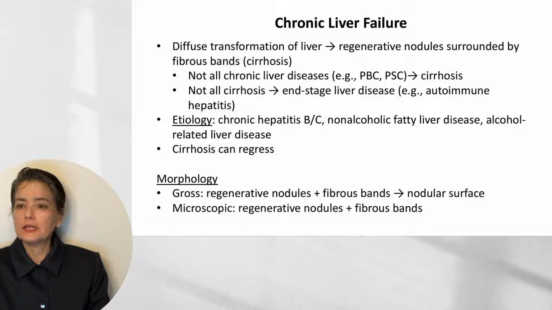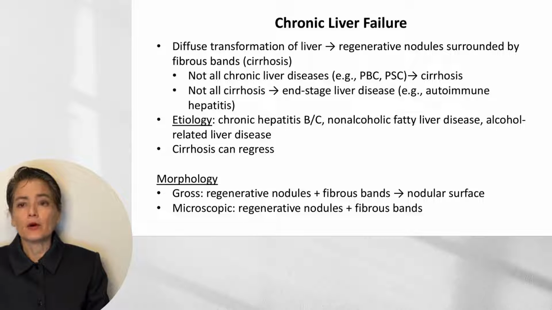So this brings us to the second category, which is chronic liver failure, which has some overlap with acute liver failure, but some unique features as well. Now, we define chronic liver failure most commonly as cirrhosis, which is going to be a diffuse transformation of the liver into regenerative nodules surrounded by fibrous bands. However, not all chronic liver diseases will progress to cirrhosis. So for example, primary biliary cholangitis and primary sclerosing cholangitis do not always progress to cirrhosis.